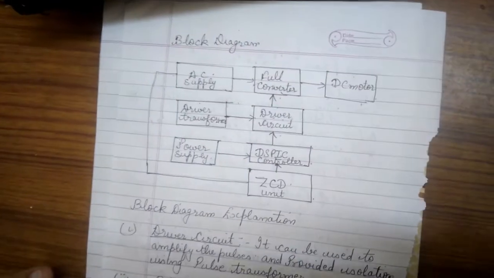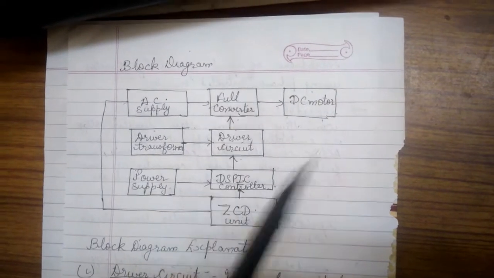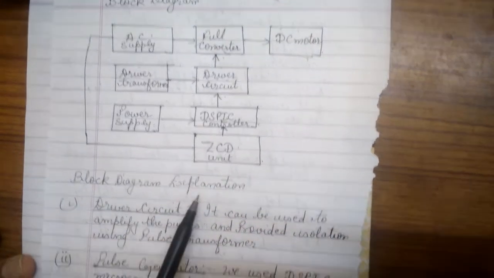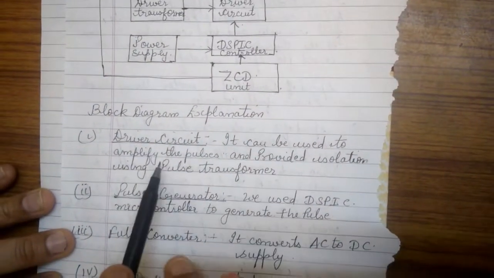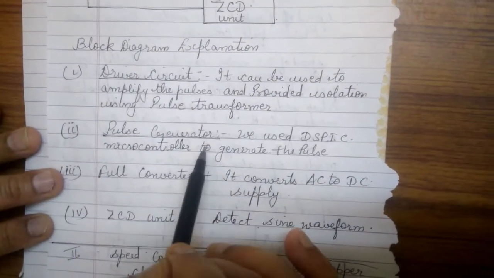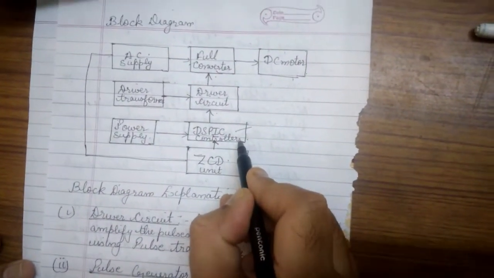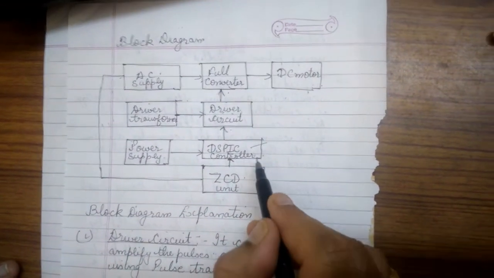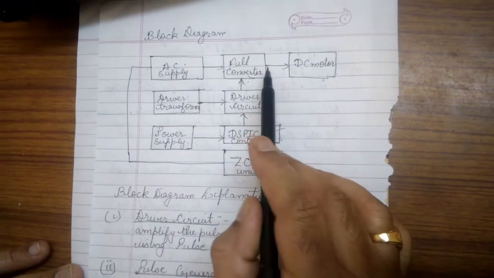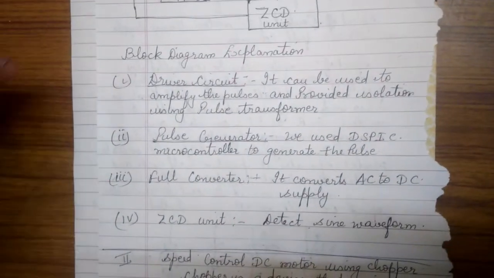This is the block diagram of the speed control of the DC motor using the full converter. The block diagram explanation is that the driver circuit is used to amplify the pulses and provide isolation using a pulse transformer. Now the pulse generator. This is the microcontroller, and it is used to generate the pulses. Now the full converter is used to convert the AC into the DC. This unit is used to detect the sine waveform.